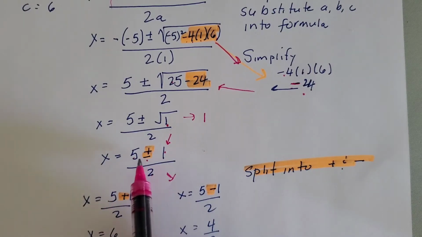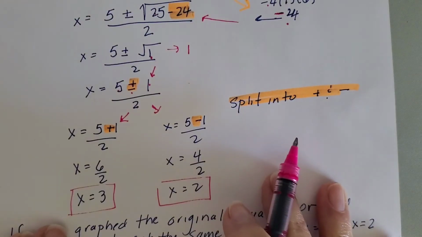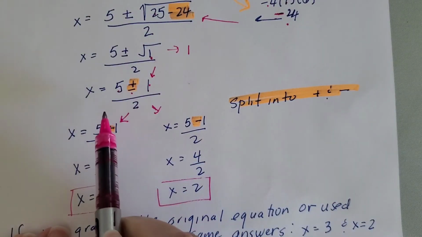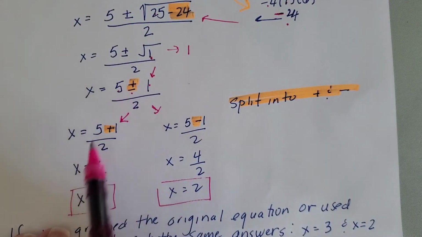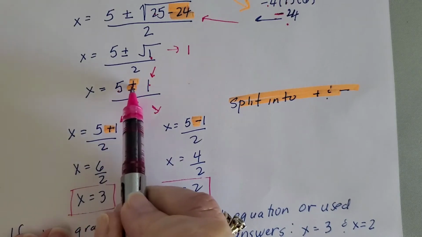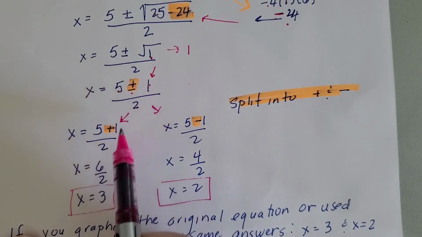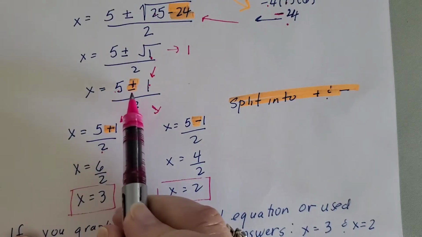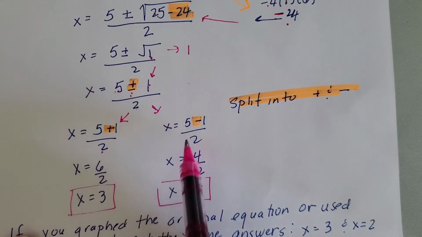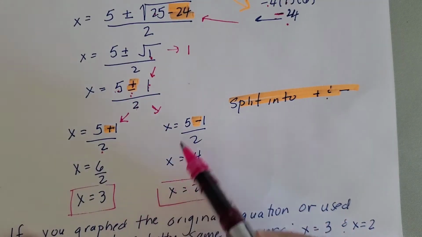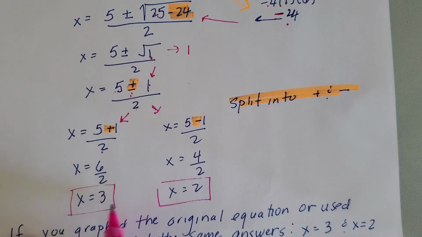All right, now we're going to deal with this plus or minus. Here's where we're going to separate. There's two parts here. 5 plus 1 divided by 2, that's here. 5 minus 1 divided by 2, that's here. We simplify these both, and we come up with two answers. x is 3, x is 2.